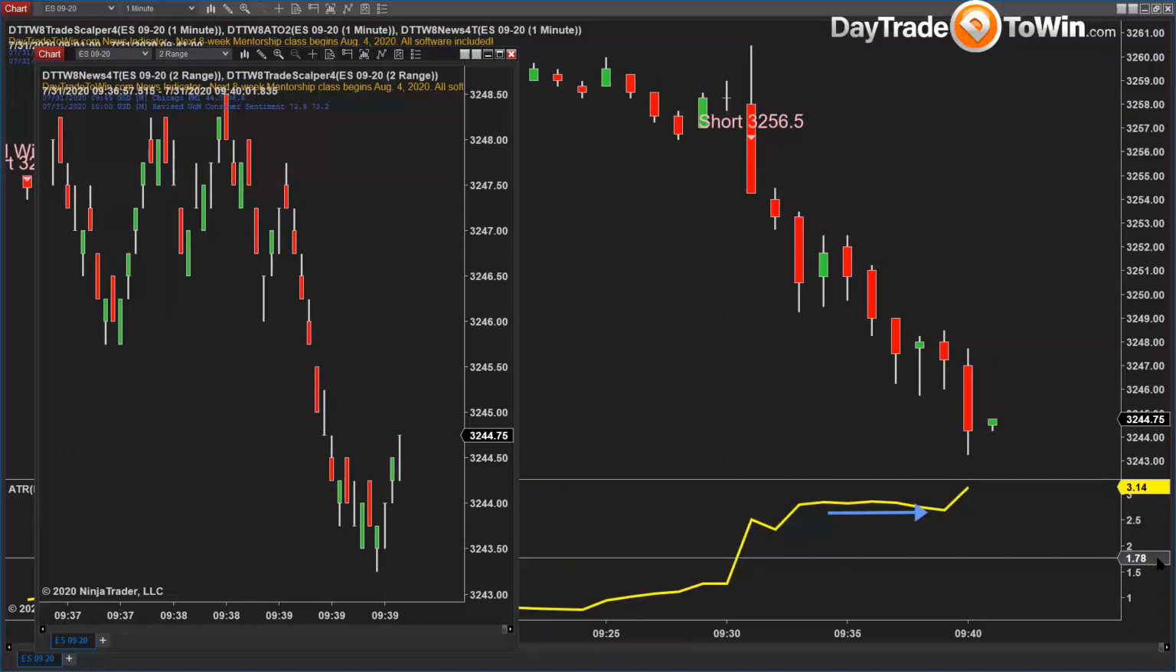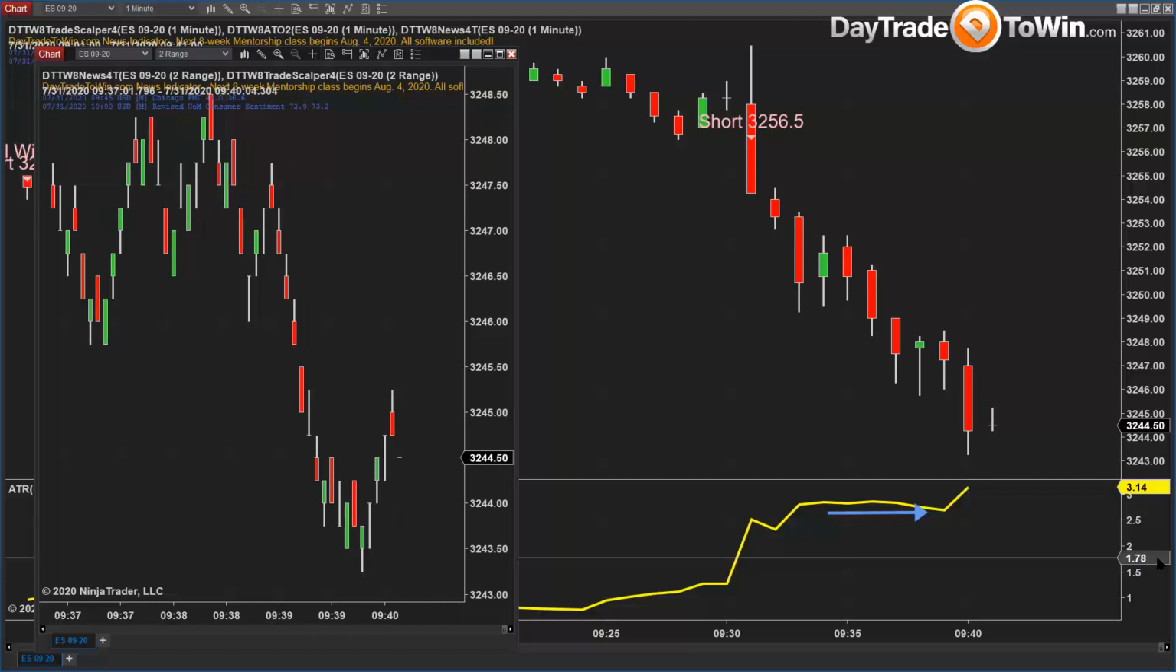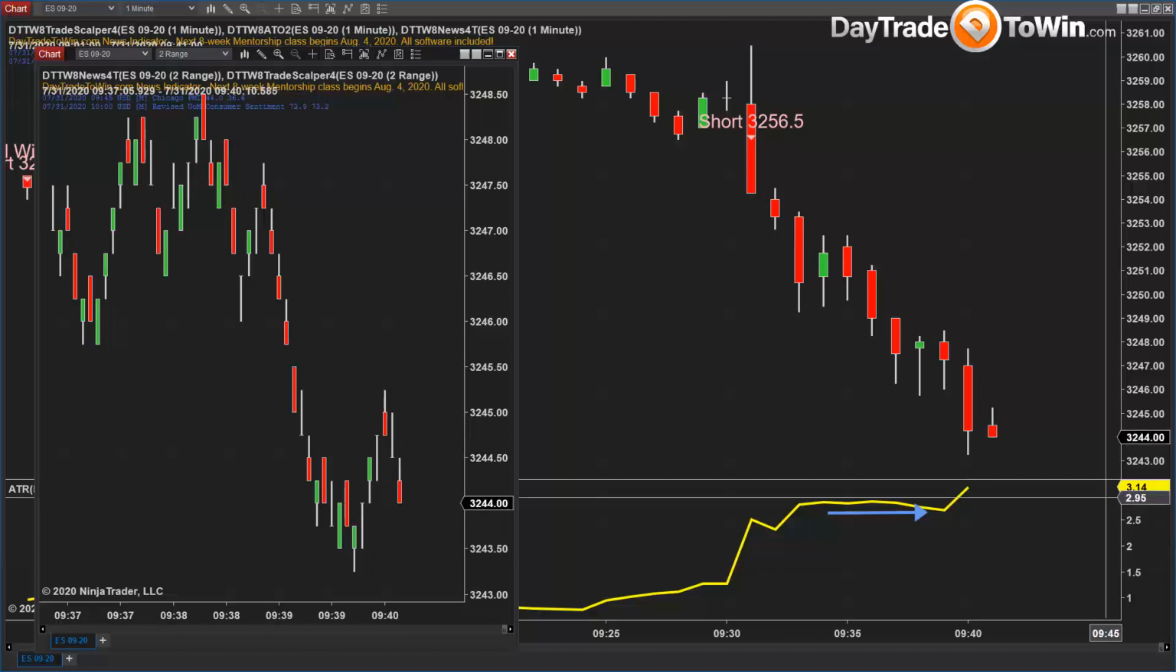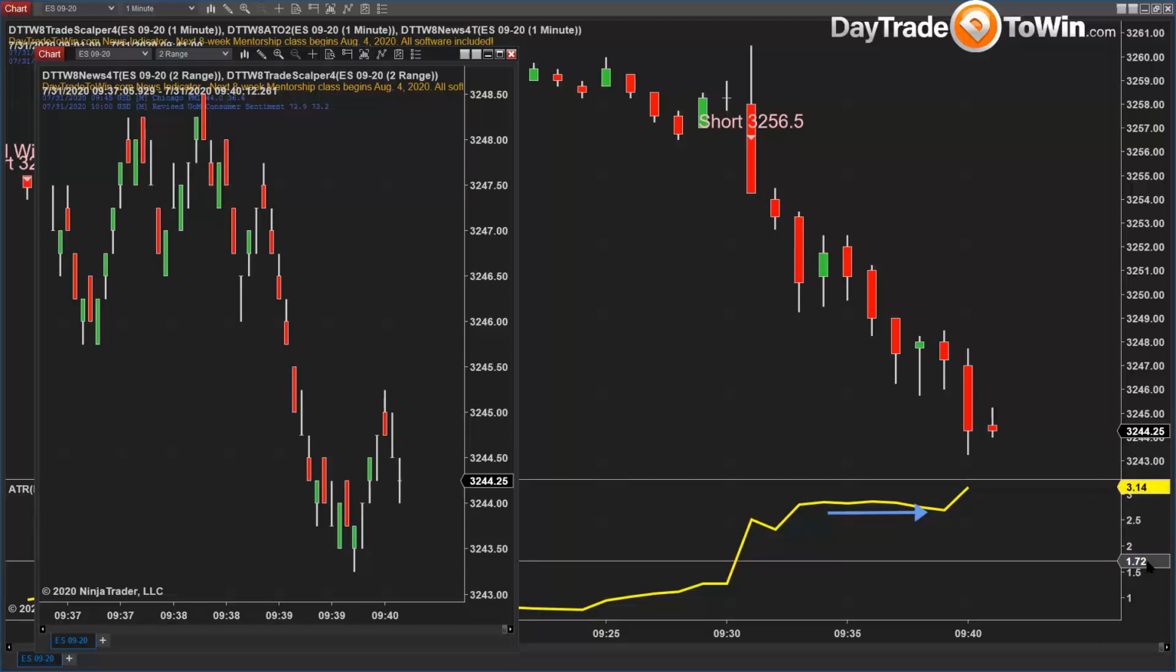Now, when the market's slow, there's no reason to risk 4 or 5 points. Just risk enough based on the current conditions. So now you see 3 points here. So the market's accelerating. It's getting a little bit more volatile as it continues. And that means that every trade that you take needs to be based off of 3 points.